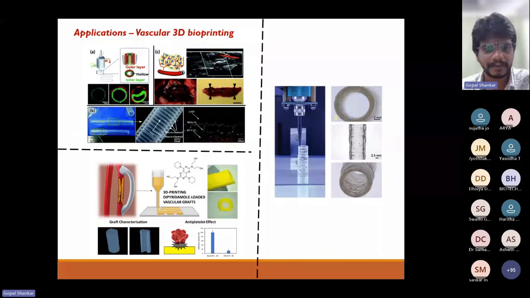Vascular, trying to grow vascular vessels. You can see here they are printing vascular grafts with the dipyridamole. This is another example trying to achieve the dimensions in terms of outer layer and inner layer.